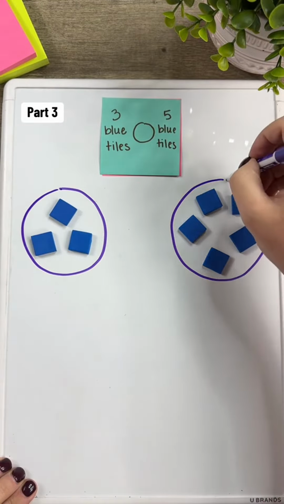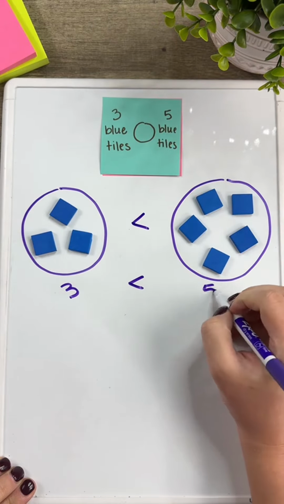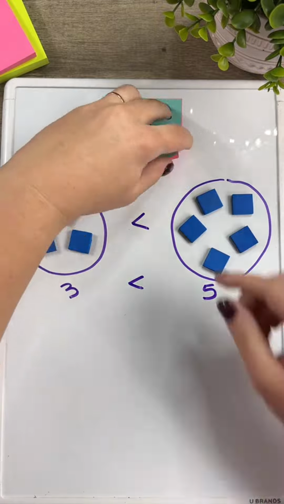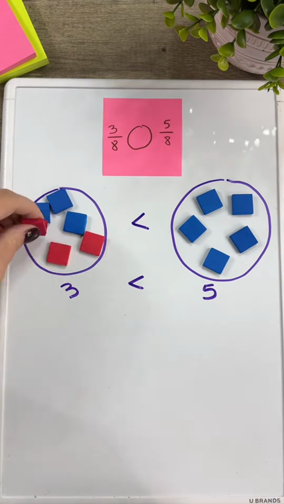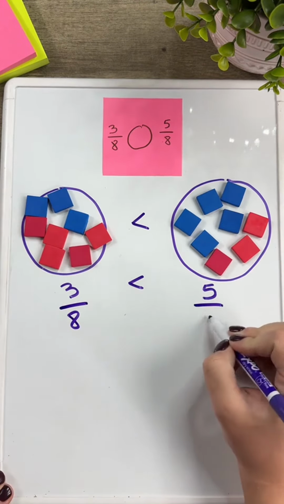Have your students compare two quantities that are using the same units. In this case, I'm using blue tiles as my units. Now, instead of blue tiles, my units are going to change to eighths. So now on the left, I'll represent 3/8. On the right, I have 5/8.